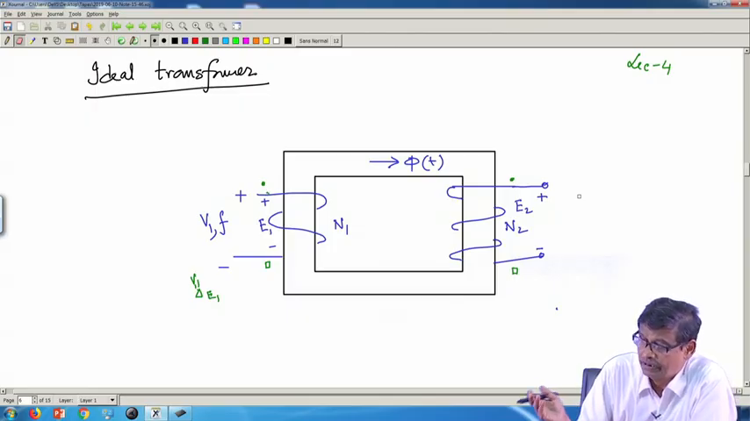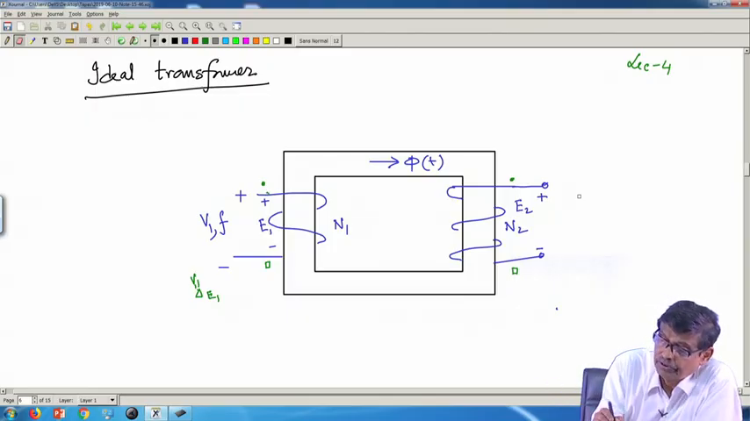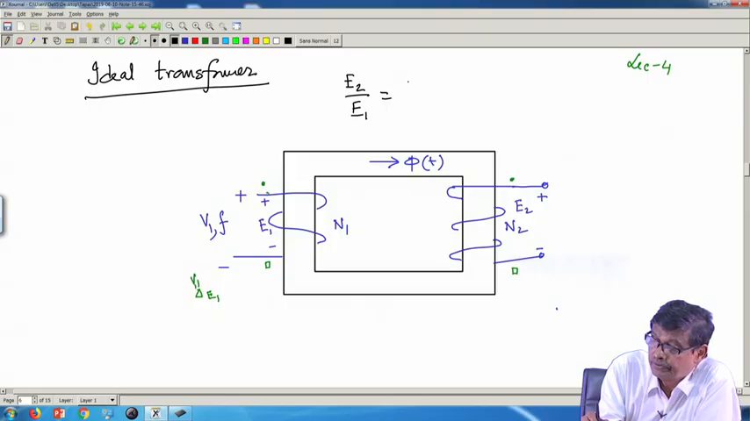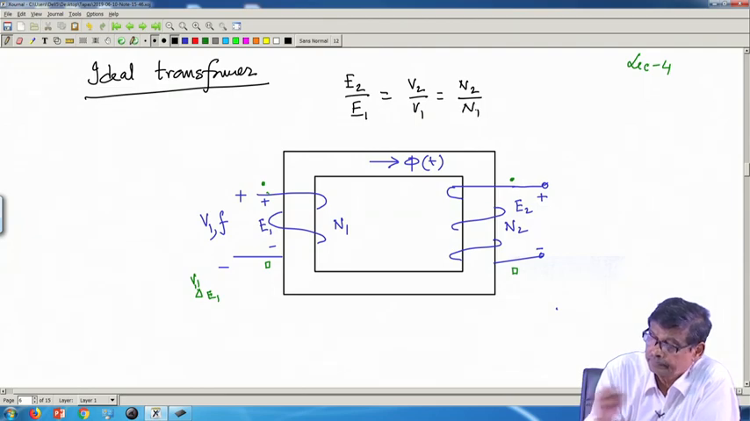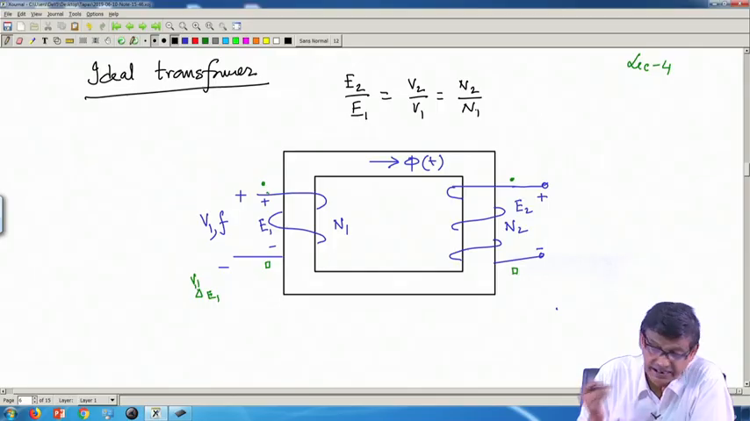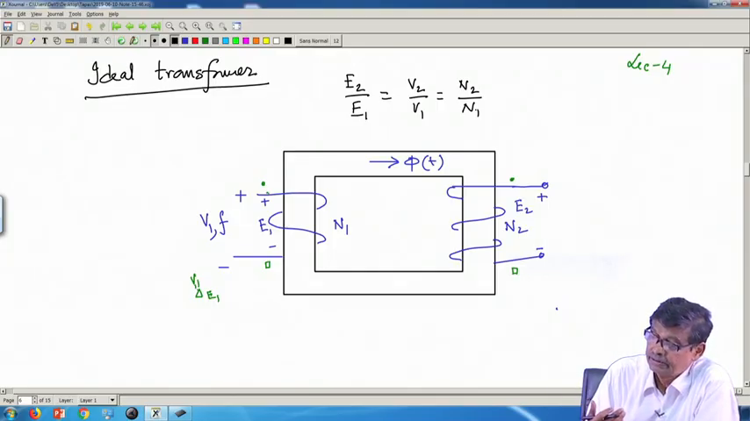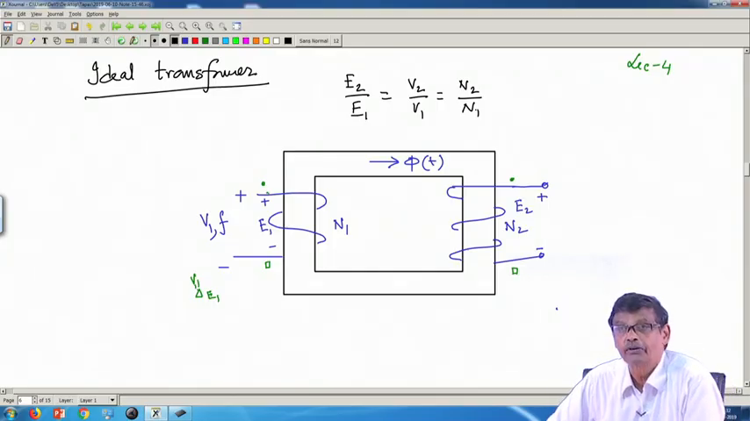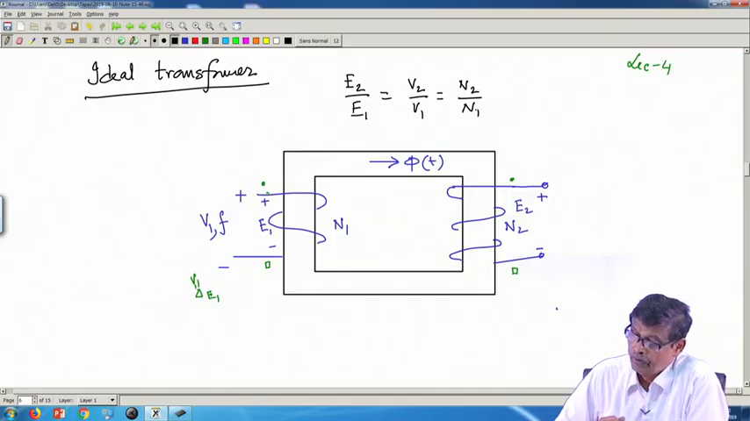Similarly, V2 and E2 will be same, and also we noted that the ratio of the RMS value of the induced voltages, E2 by E1, is V2 by V1, which is equal to N2 by N1. This is the essential thing of a transformer. Therefore, you can change the level of voltage simply by manipulating the turns ratio. Okay.